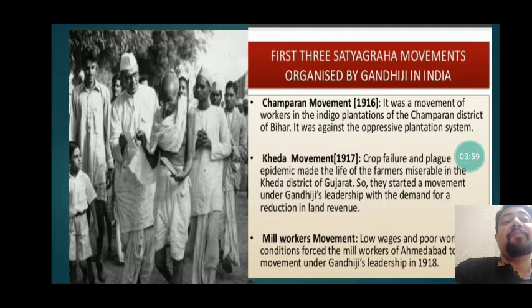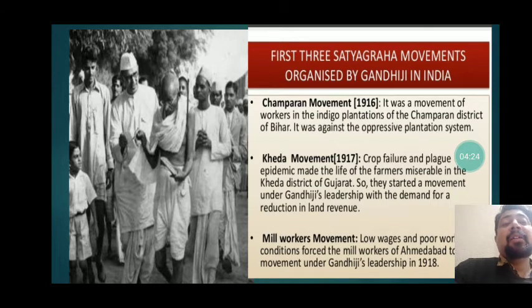One in 1916, the Champaran movement. Second was in 1917, the Kheda movement, and thereafter the Ahmedabad Mill Workers movement. These movements finally projected Gandhiji as the mass leader, and Gandhiji became very popular, and after that he became successful in launching the non-cooperation movement. So let us discuss here the first three Satyagraha movements that were organized by Gandhiji in India.